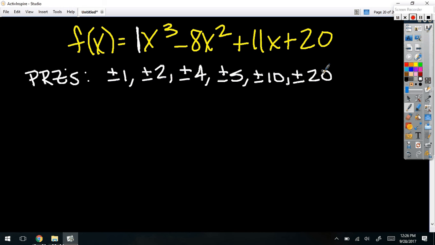All right. Let's start testing. I need to find out which one of the possible zeros is an actual 0. Well, the only way I know to do that is divide. And whenever I get a remainder of 0, I hit the jackpot. So let's start with 1.